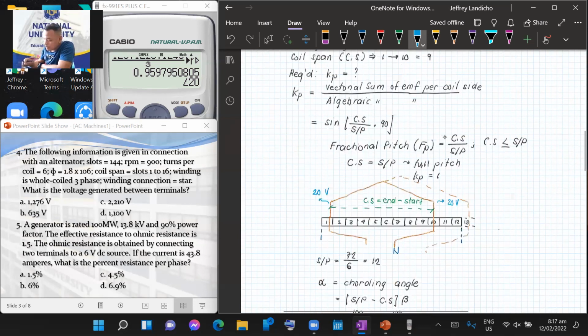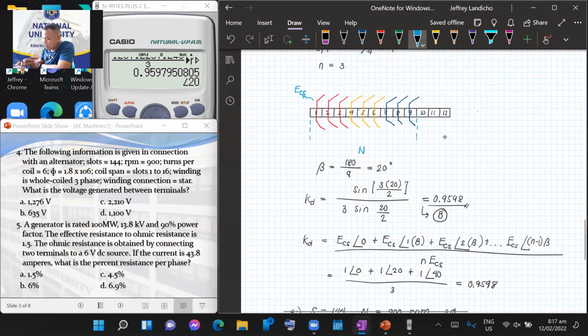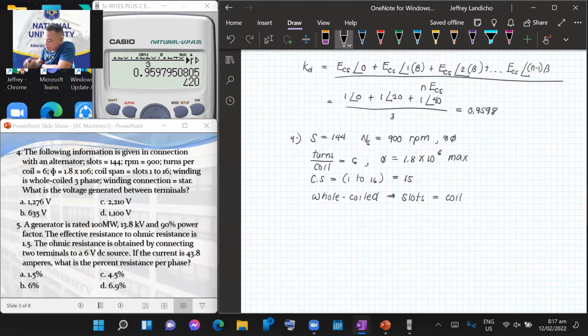So therefore, hinahanap natin dito sa problem number 4, what would be the generated voltage between terminals? It represents the line-to-line or line value. Since Y connected, alam natin, this is only square root of 3 multiplied by E per phase. So kung kukunin natin si E per phase muna, alam na natin yung formula: 4.44, pitch factor, distribution factor, frequency, flux, and you have the number of turns per phase.